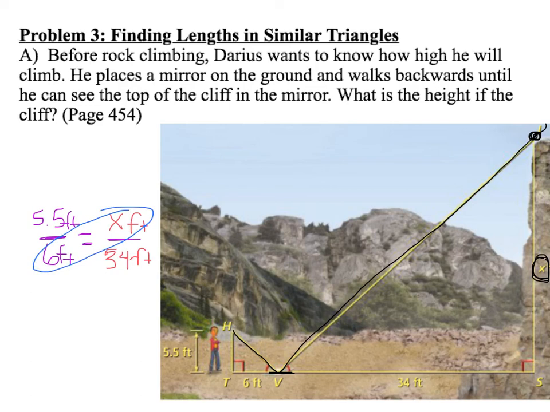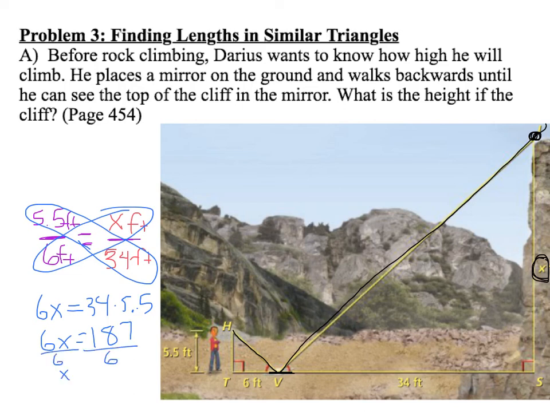Now we cross multiply. 6 times x is 6x equals 34 times 5.5, which is 187. Then we divide both sides by 6, and x equals about 31.2 feet. We're rounding, but that is close enough. So the cliff is about 31.2 feet high.